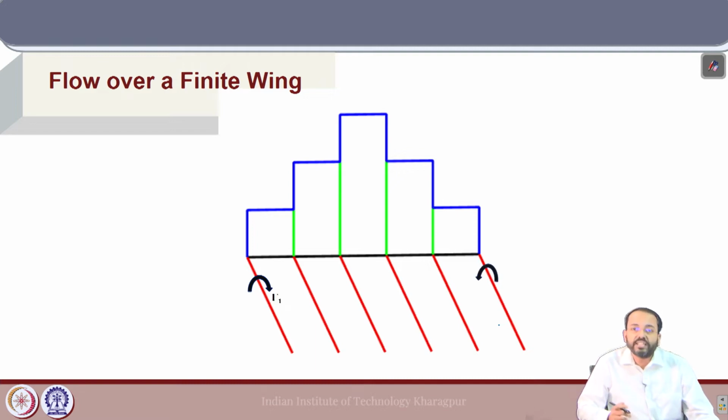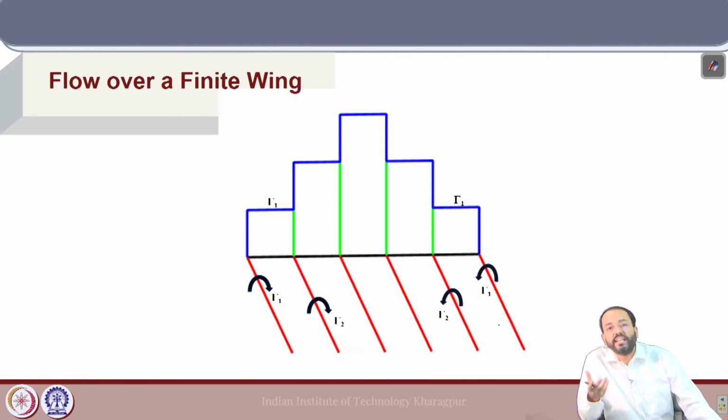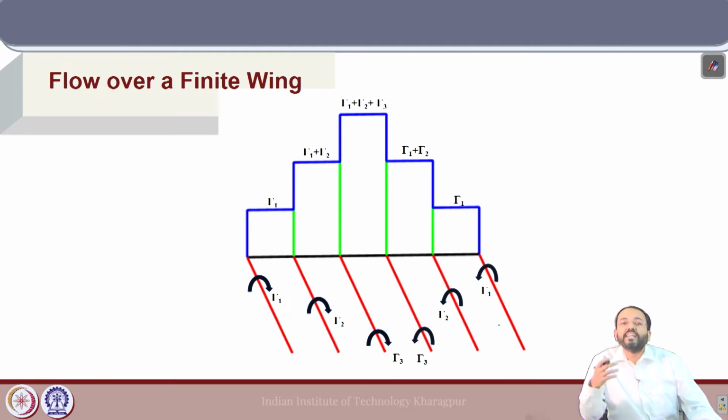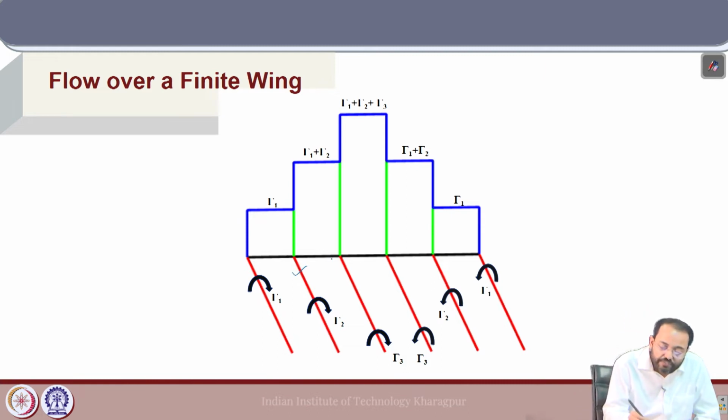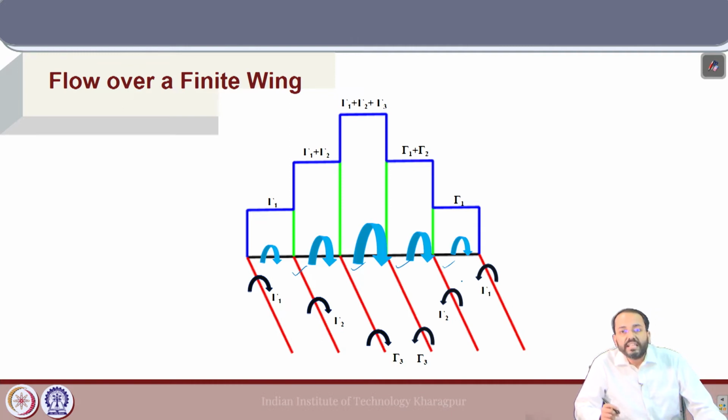We have gamma 1, the circulation at the two ends due to the actual trailing vortices from the two ends. Gradually as we go, a very few number of elements is shown just to diagrammatically show how the circulation increases towards the center of span. As we go towards the center, the circulation is the highest, and across each element there is a jump in the circulation value, and due to that a trailing vortex will be shed from the trailing edge of each of these elements.